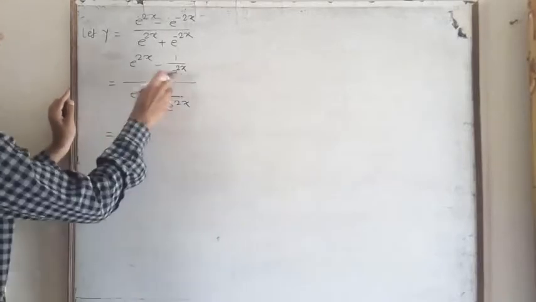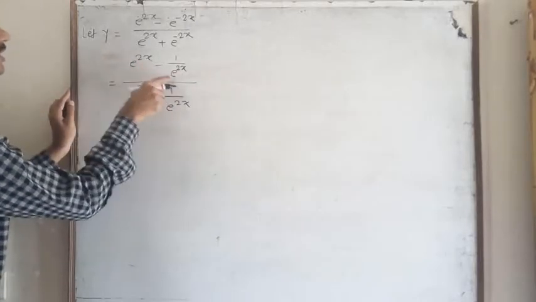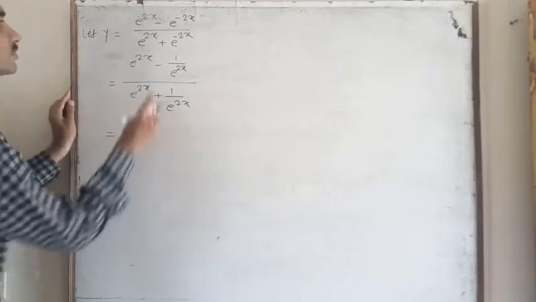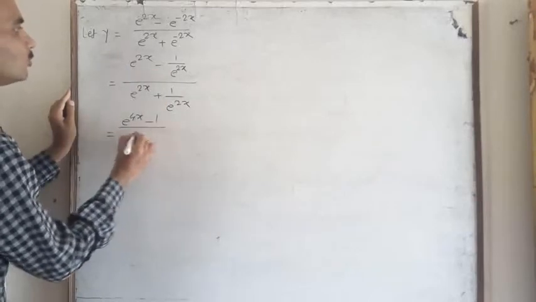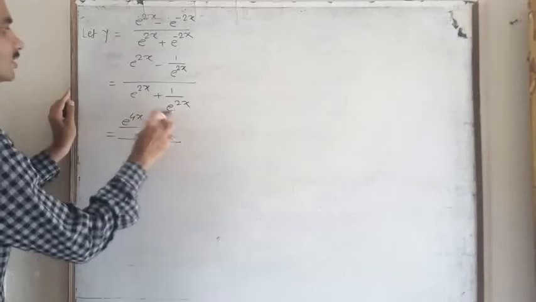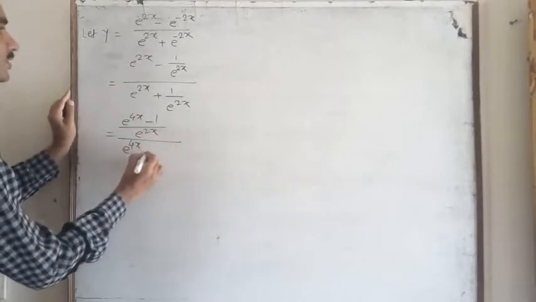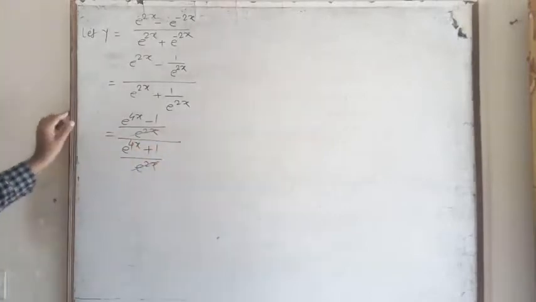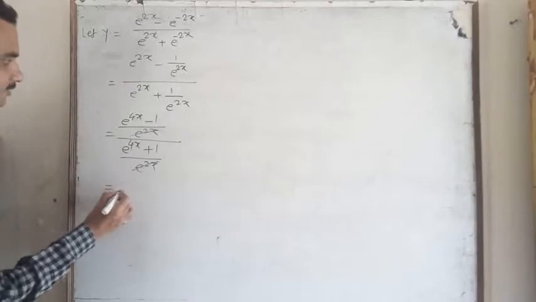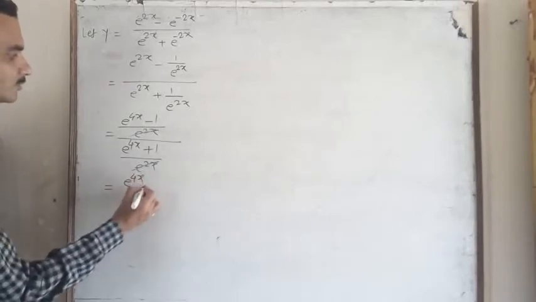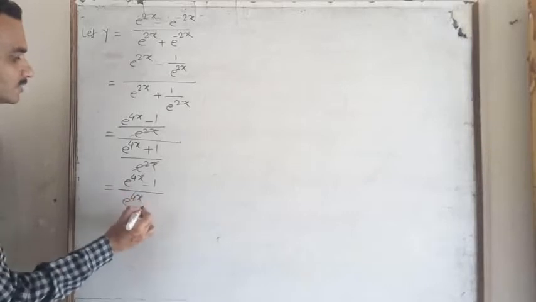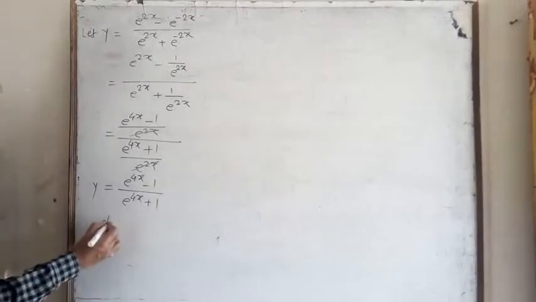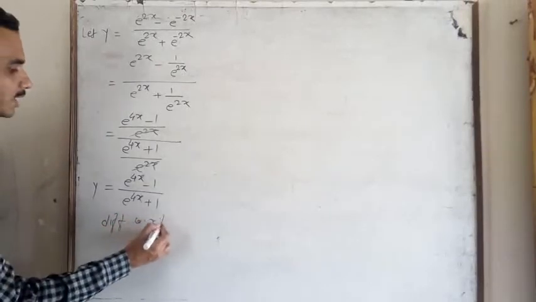After cross multiply, we get e raised to the power 2x bracket square, means 4x, minus 1 upon e raised to the power 2x. Here also 4x plus 1 upon e raised to the power 2x. Here e raised to the power 2x cancels. We get the final term e raised to the power 4x minus 1 upon e raised to the power 4x plus 1. This is our original y, and we differentiate this term with respect to x.